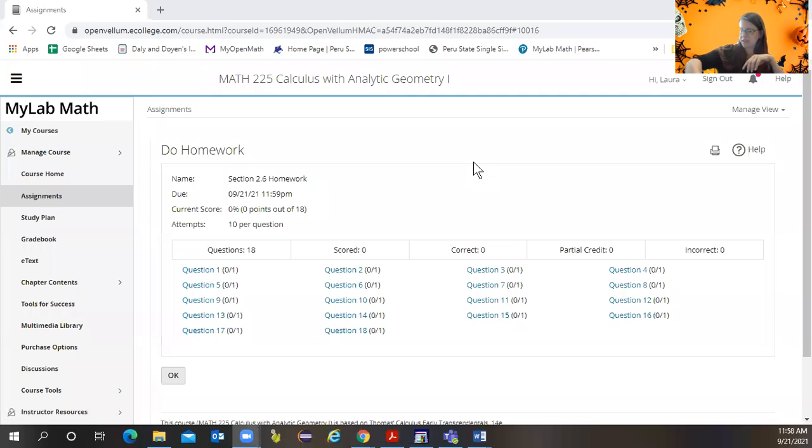Okay, we're going to be looking at the homework for 2.6, which is looking at limits to infinity, and horizontal, vertical, and oblique asymptotes. So let's look at that. All right, so let's start it off. Let's look at number 1.